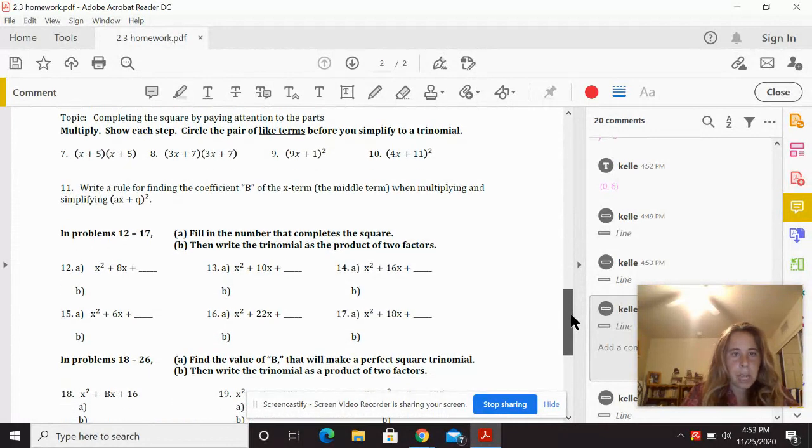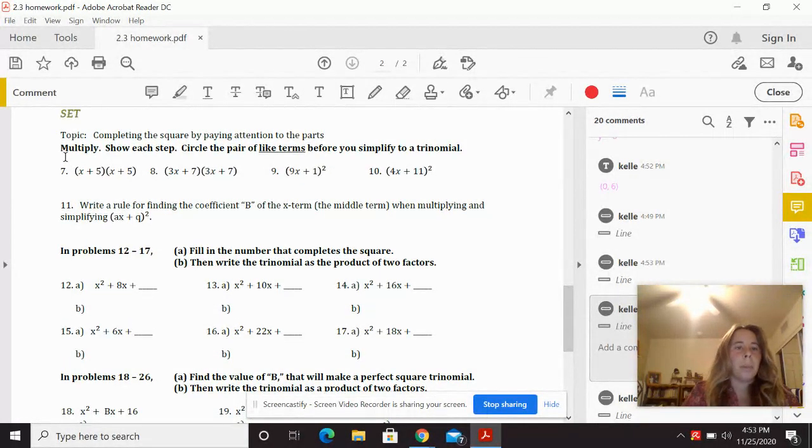7 through 10. It says multiply, show each step, show your work. Circle the pair of like terms before you simplify to a trinomial. Okay, this is a binomial. A trinomial has 3 terms. A monomial has one term, a binomial has two terms, and a trinomial has three terms, just so you know the vocabulary that they're using.